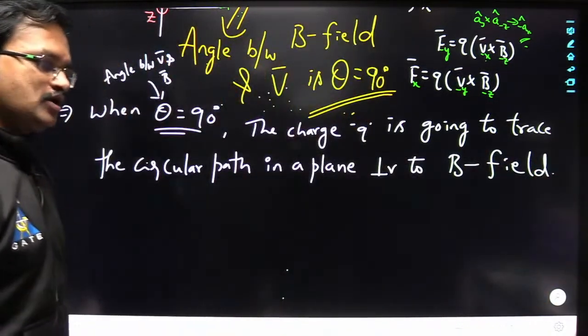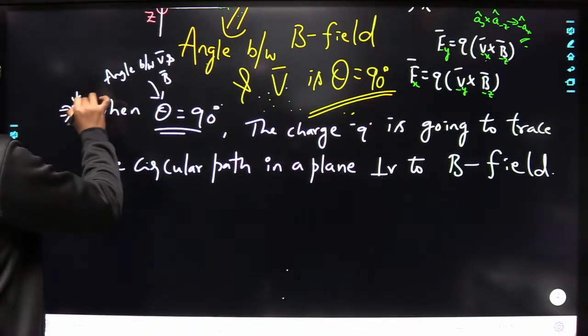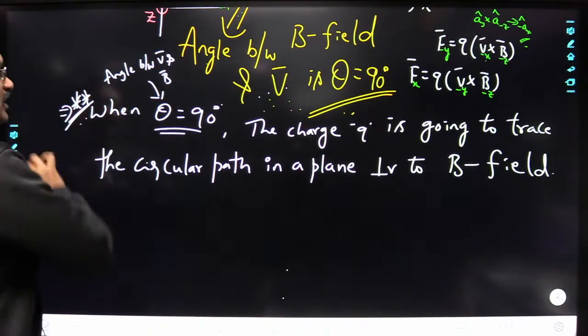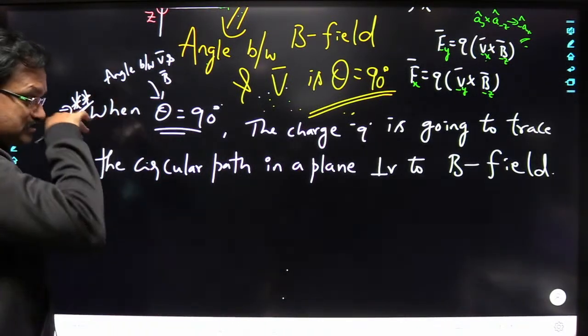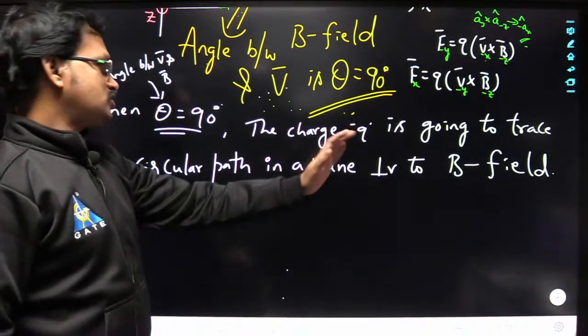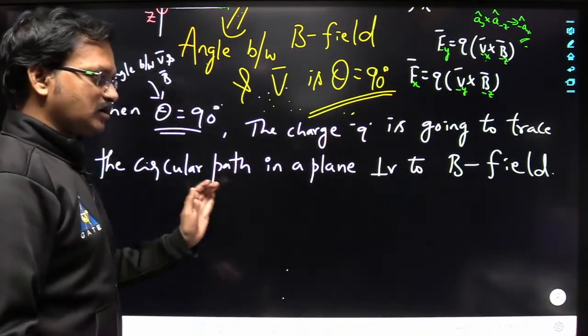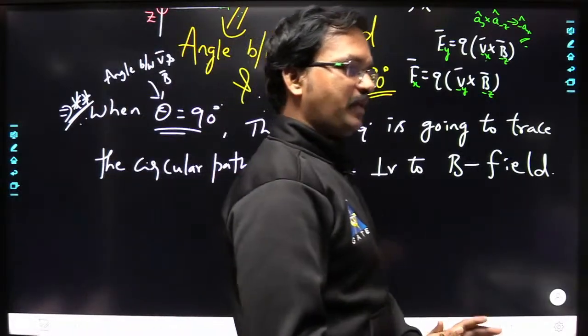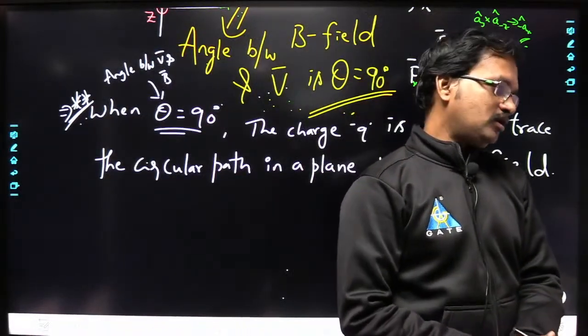Yes or no? Okay. So this point is also very, very important here. Whenever the angle between V bar and B bar is 90 degrees, the charge Q is going to trace a circular path in a plane that is perpendicular to B field.